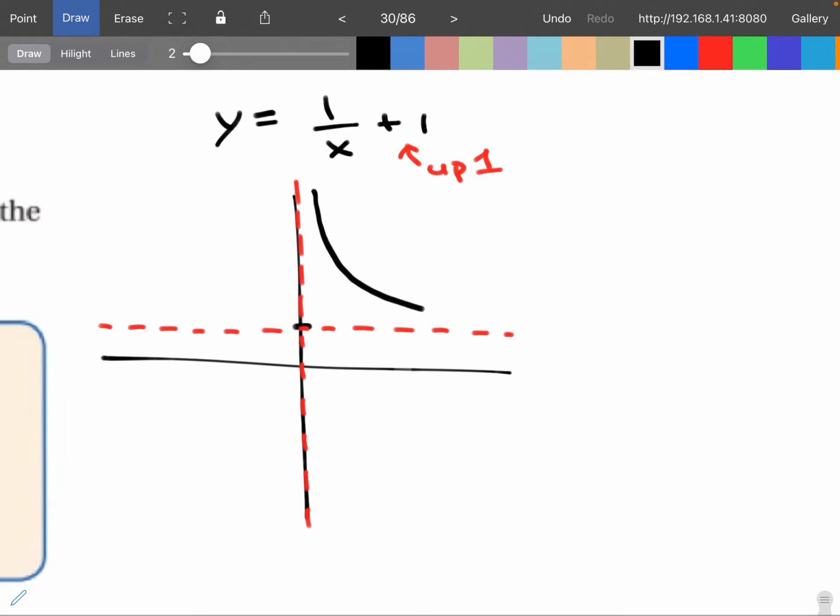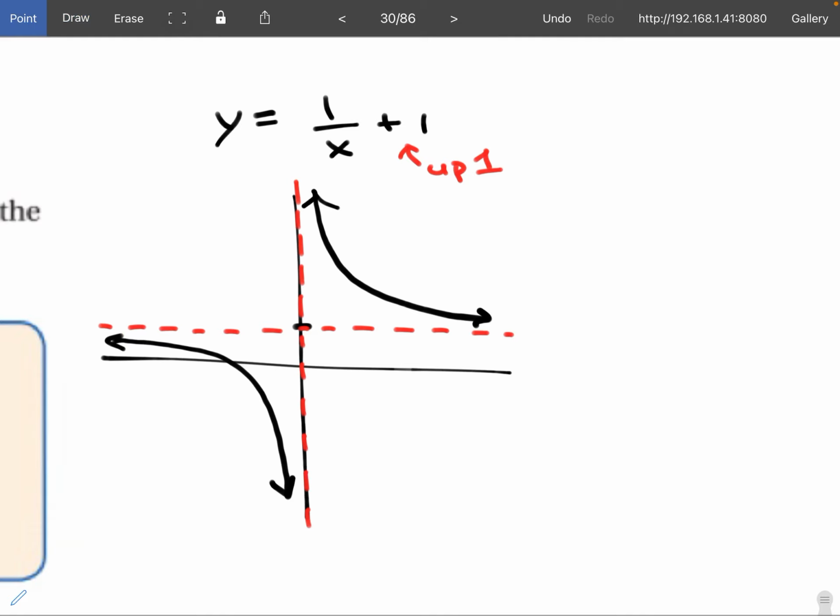So it looks something like this. And then, we're not talking yet exactly about where this thing crossed the x-axis, like right here, but we will get into that later on.